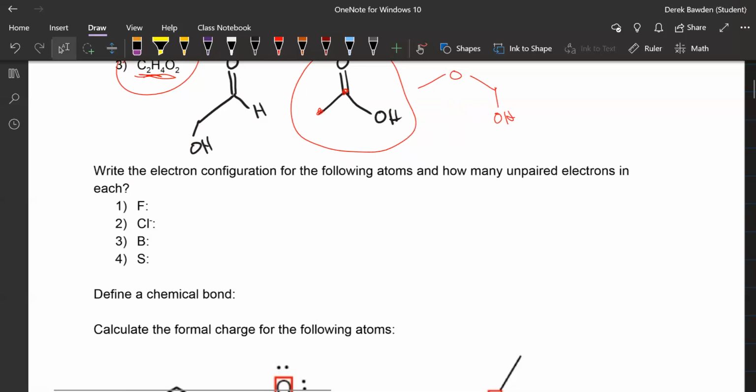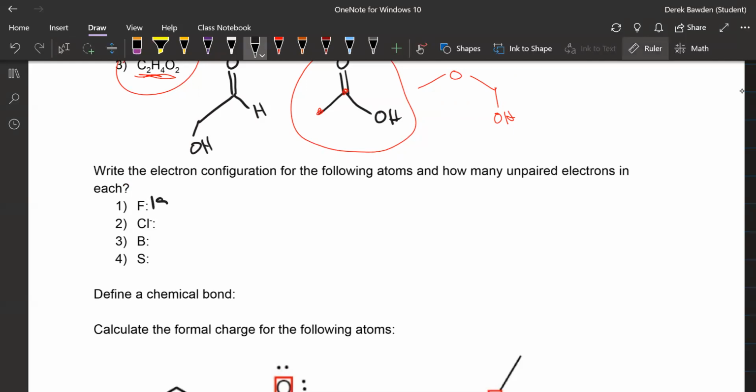All right. So now we need to write the electron configuration for the following atoms and how many unpaired electrons are in each, okay? So let's start with the electron configuration. Did he go over this with you guys? Was this a topic he's covered? Mm-hmm. Okay. Yes. Does someone want to either type or say what they got for this one? Yeah, I'll do it. Go for it.